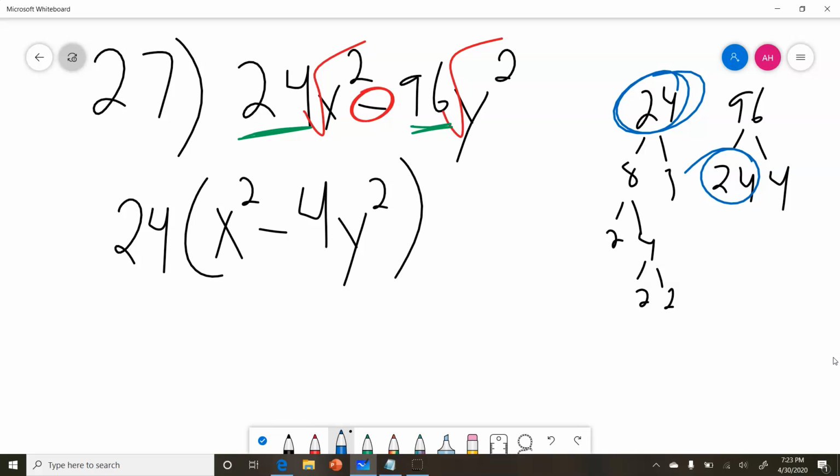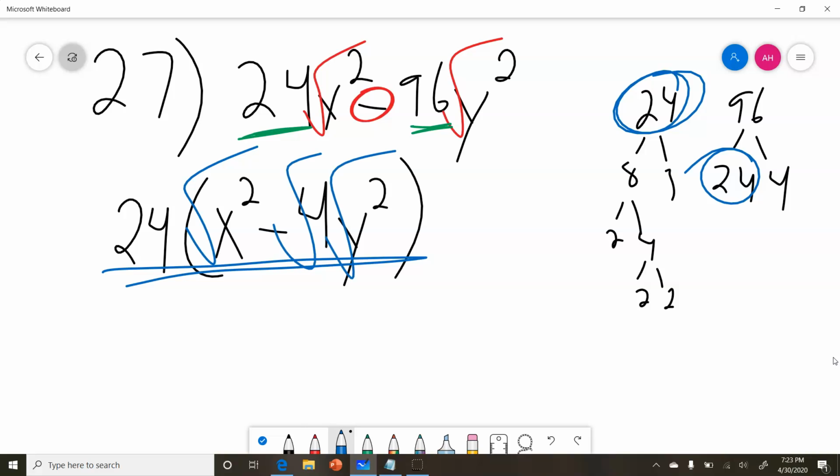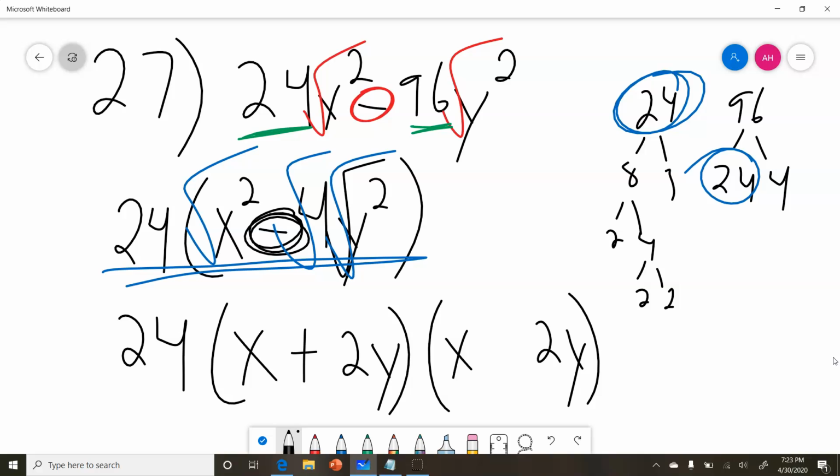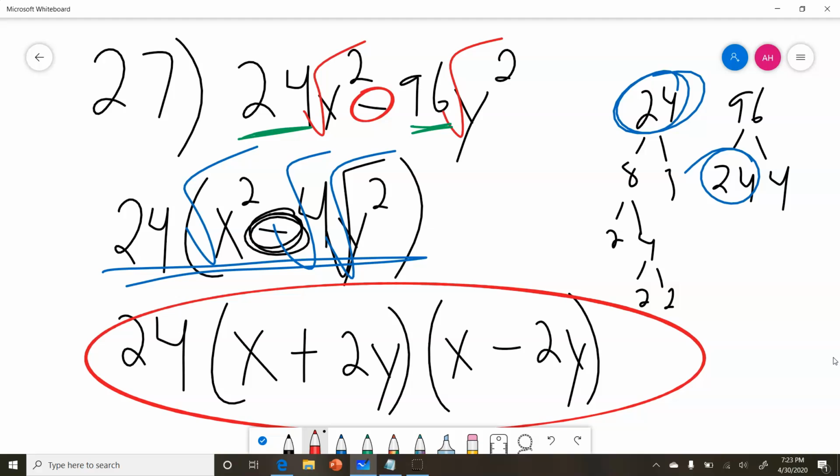Now I come to this new thing here, and I say, I can do it. Square root of x squared, square root of y squared, and the square root of 4. Those are all perfect squares. So that's going to be x, the square root of x squared. Take the square root of 4, which is 2, and 2. Take the square root of y squared, which is y and y. And then, look, it's a negative sign, so that means one is positive, one is negative. That's the rule. And there is number 27. Nicely finished for us. Okay, let's keep going.